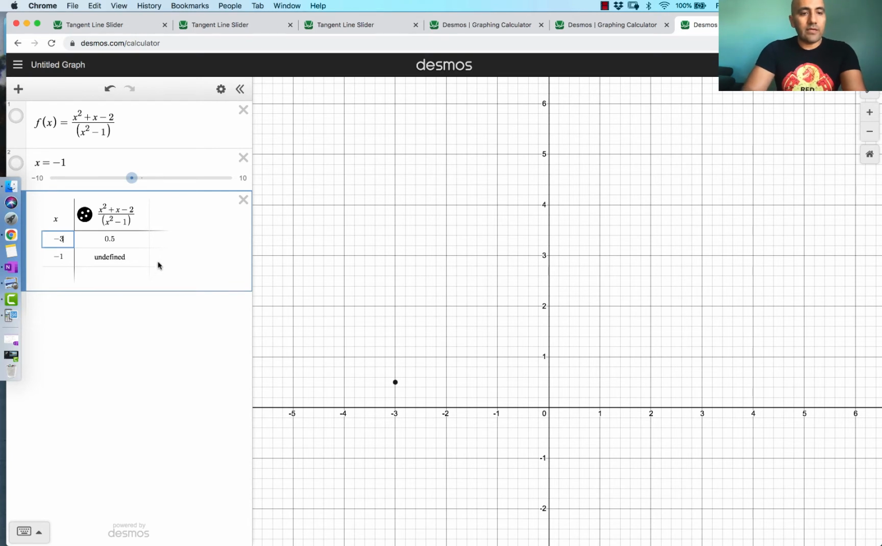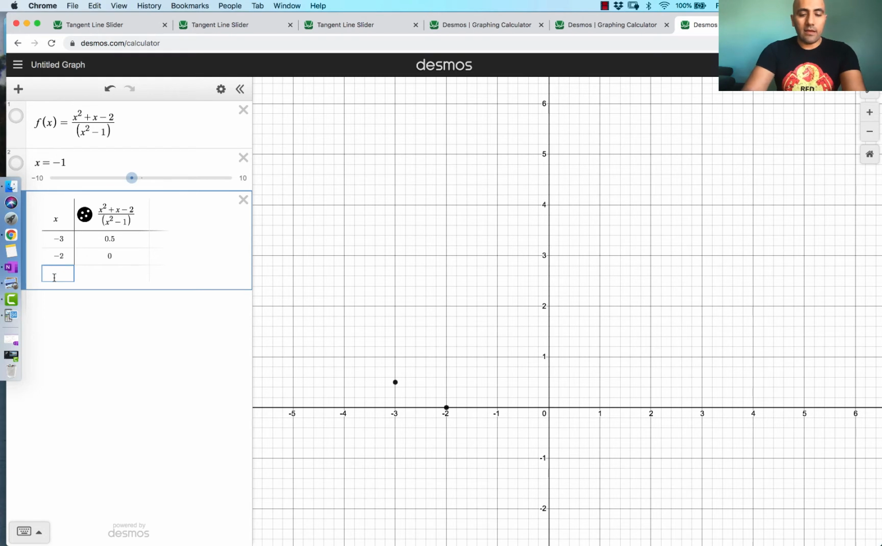Okay, -3, if we plug it into here, the computer automatically determines that that's going to give you a 0.5, so it gives you this ordered pair for the function, -3 comma 0.5. Then we keep going. How about -2? Oops, -2. -2 leads to a 0.